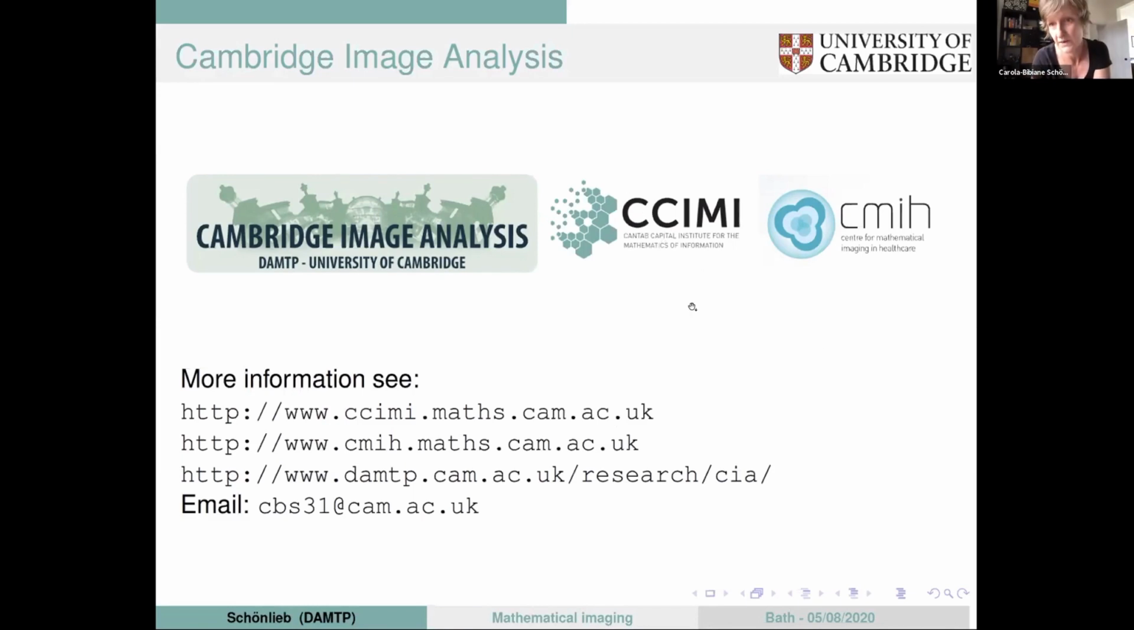One of them is the CCIMI, the Cantor Capital Institute for the Mathematics of Information, which really is a research and research training institute for the mathematics of data science. So we're always looking for skilled and passionate PhD students, a bit of advertisement here. And then the other one is the CMIH, the Center for Mathematical Imaging in Healthcare, which is a multidisciplinary research center between mathematicians, statisticians, engineers, physicists, medical researchers, and clinicians to develop new medical imaging, image analysis processing techniques.